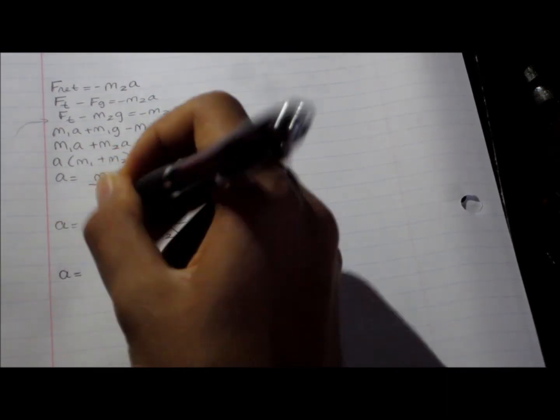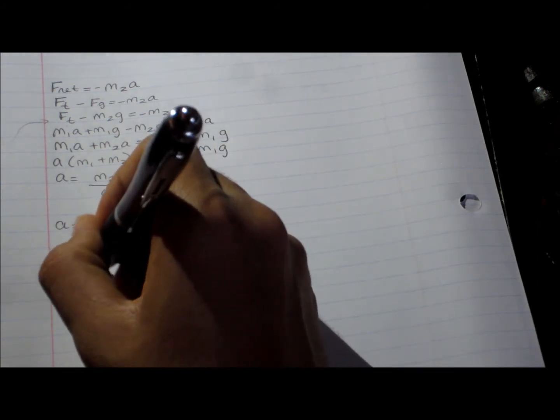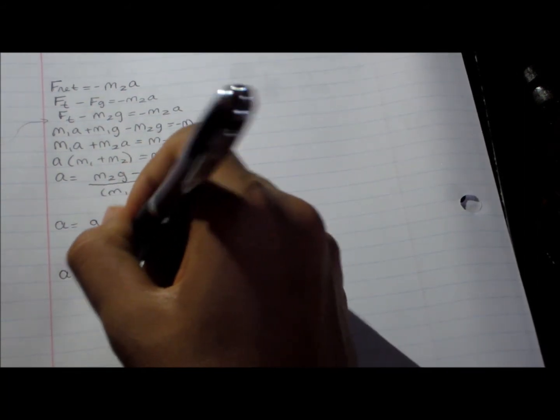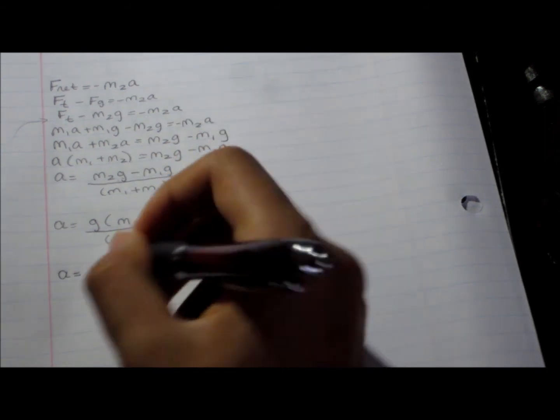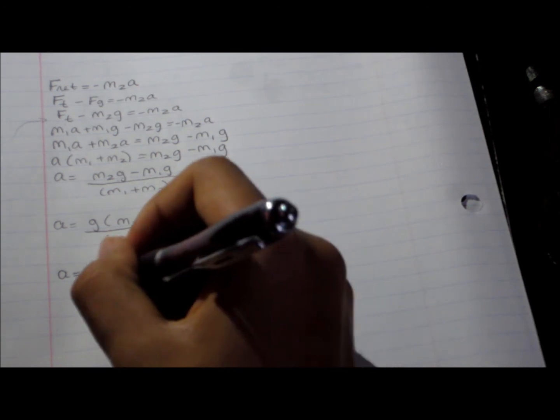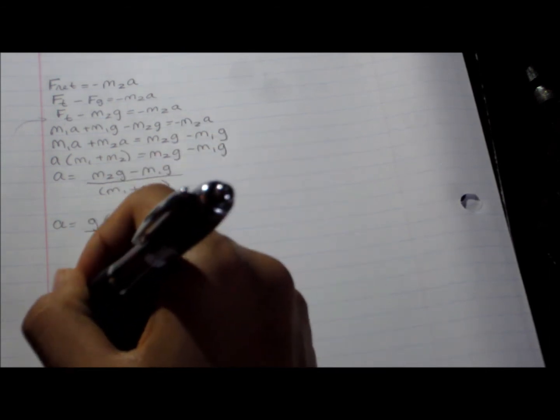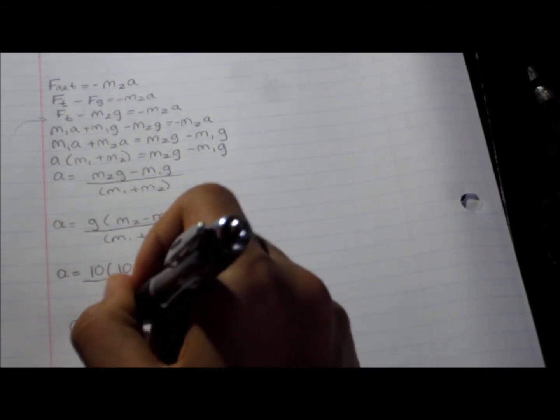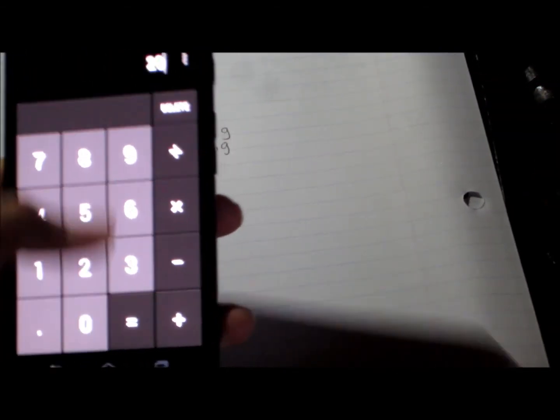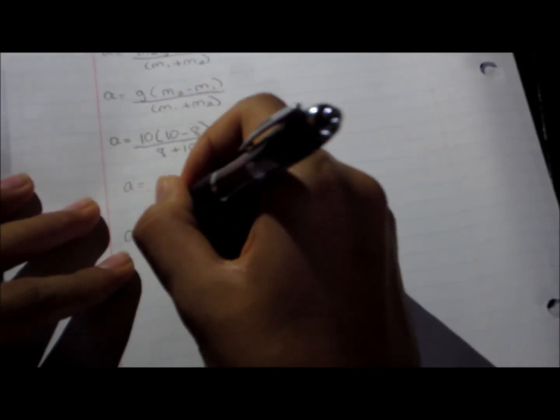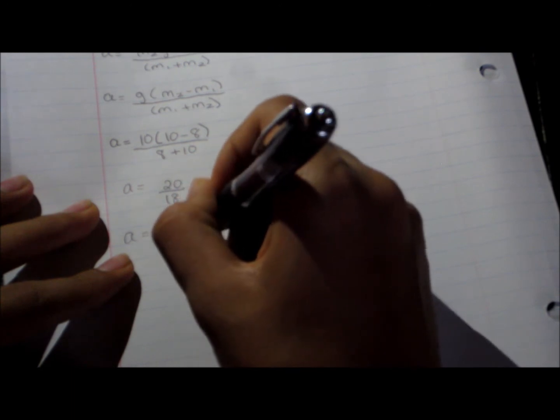So we know the g, according to the problem, we should use 10 meters per second squared. And then we know m2 equals 10 kilograms and m1 is 8 kilograms, all over m1 plus m2, which is going to be 8 plus 10. Now if we simplify this, we get a is equal to 20 over 18, and 20 divided by 18 is equal to 1.1. So we know a is equal to 1.11 meters per second squared. So that's the first part of the problem.